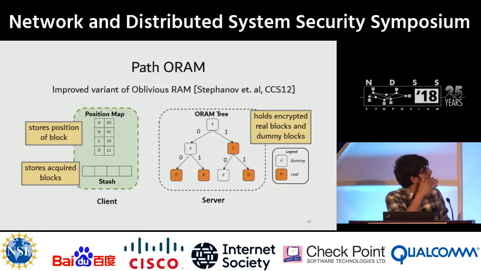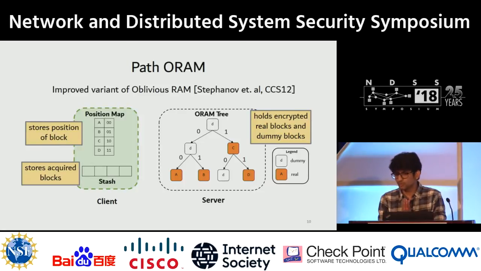On the client side, you're going to have, number one, a position map, which stores the position of a specific block in the ORAM server. For example, A says 00. That means that if you read the path 00 in the ORAM tree, you would be able to access the block A. And the stash is just a small memory region, where you're going to be storing the blocks that you get from the ORAM tree.